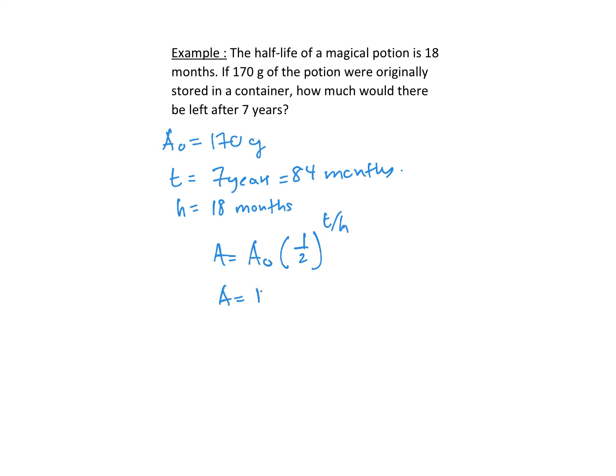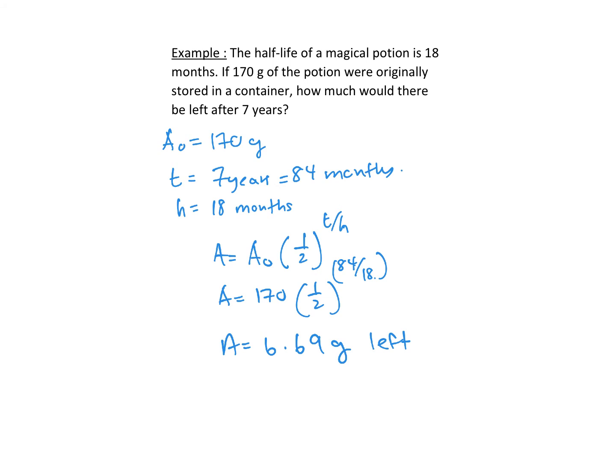So starting amount is 170 grams. It is a half-life. Time passed is 84 months. It takes 18 months for it to reduce in half. If you are typing this into the calculator, you want to put the 84 divided by 18 in brackets because you want the calculator to do that first and then as an exponent. Or you can just divide it and use that decimal. It's up to you. But if we're going to type this into the calculator, you should end up with a result of 6.69 grams remaining.